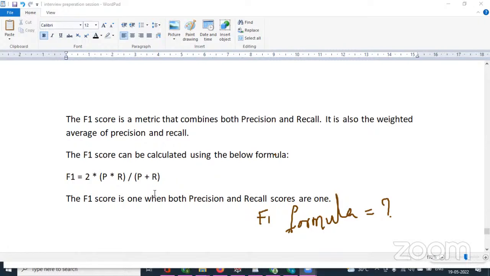Yeah, Srikanth, that is true. We use F1 when we are not sure which one to consider. So F1 score balances both precision and recall.